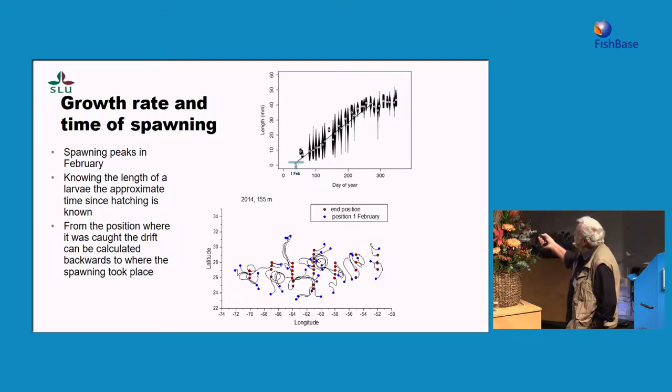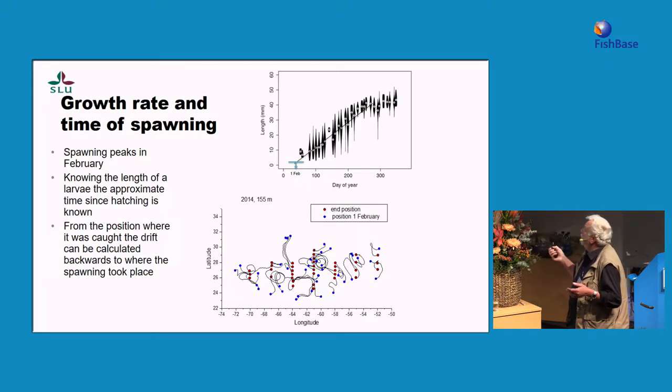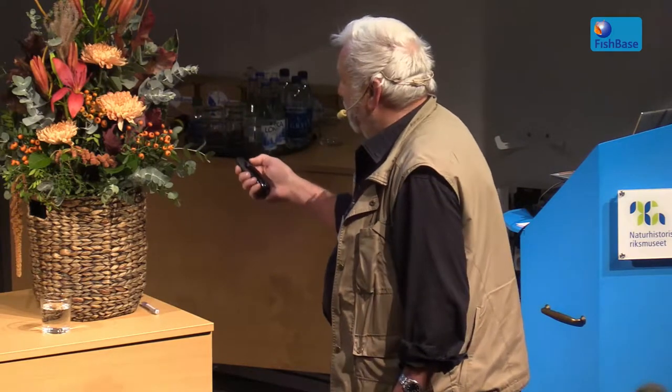So I took the positions where we observed a larva and then used oceanographic models to recalculate backwards in time to the 1st of February, with the hope that all should converge to one or two nice spawning places, which isn't the case. It seems that spawning is very spread out all over the place.